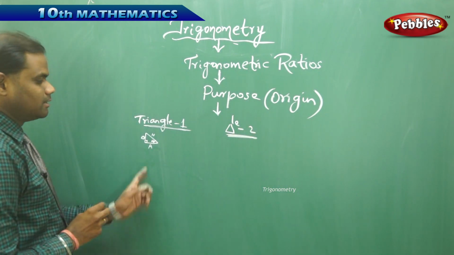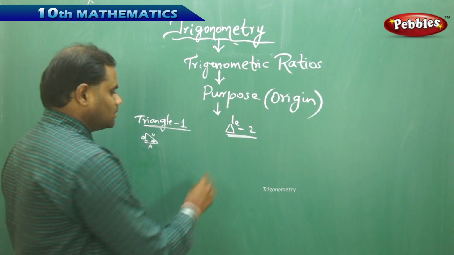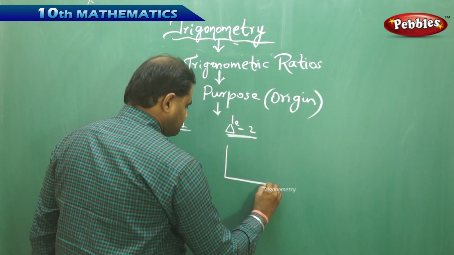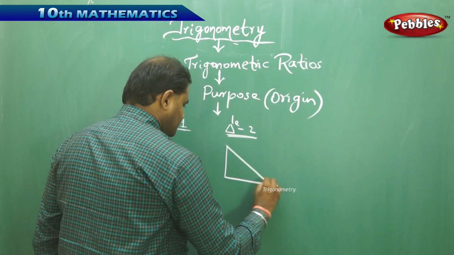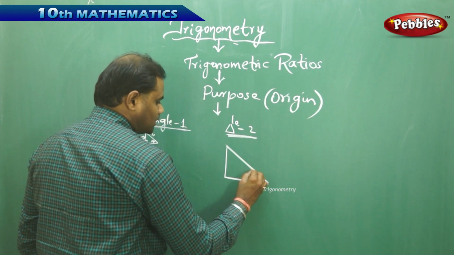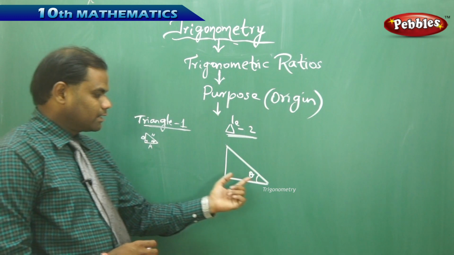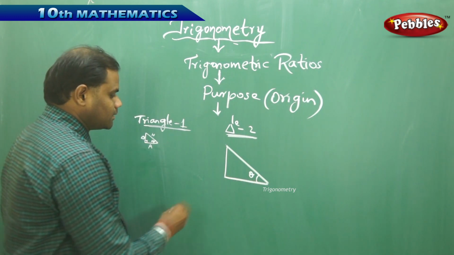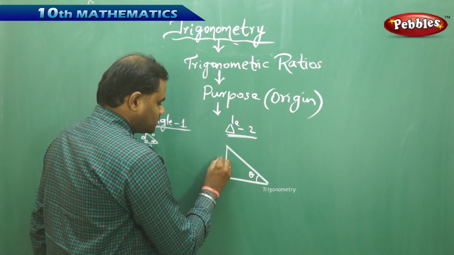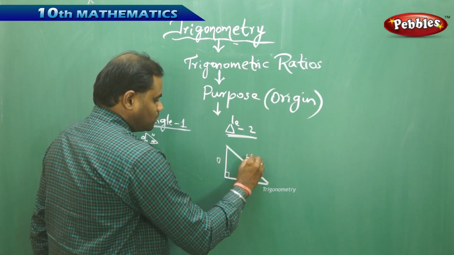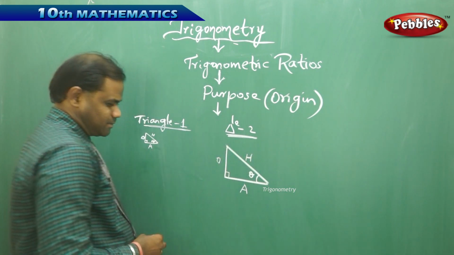So in this case, let me take a little bigger triangle, with the same angle theta. I do not change the angle theta. The same angle is maintained out here, and then this is opposite, this is hypotenuse, and this is adjacent.